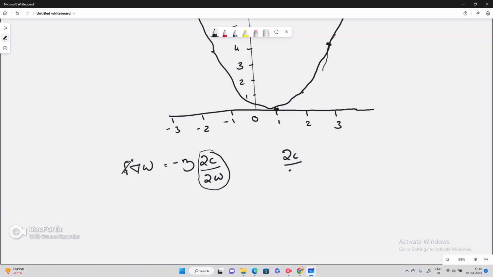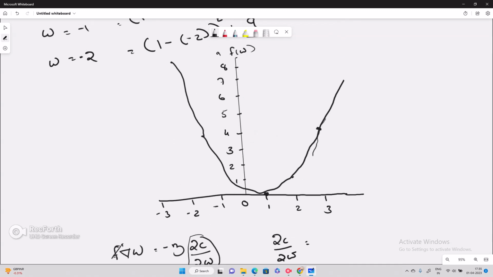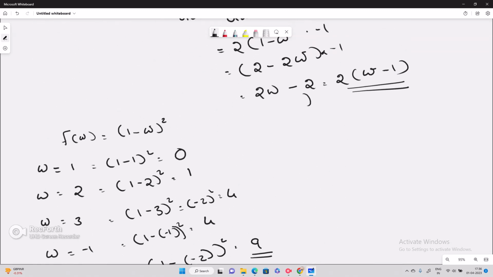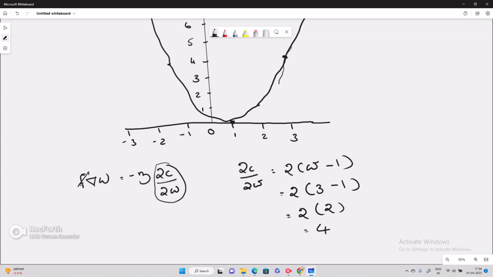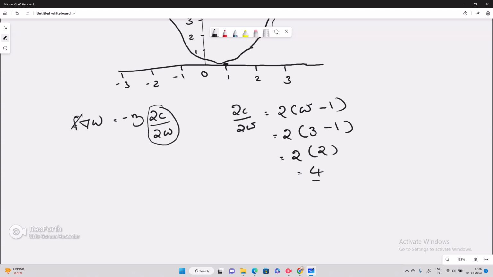We know that dou c by dou w is 2 into w minus 1. So that is a formula. Here w is equal to 3, right? So this will be equal to 2 into 3 minus 1, 2, which is equal to 4. Okay, so this is giving a gradient ascent value. This is in the upward direction.